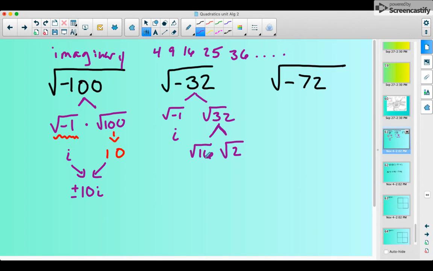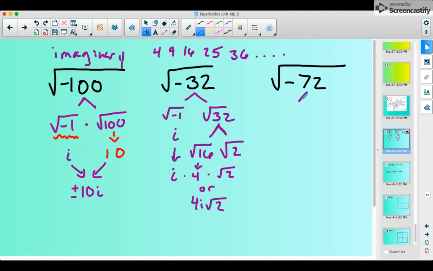But what's the square root of 16? If you said 4, you'd be exactly right. So we're going to bring that down, 4. So we have i times 4 times the square root of 2. Or if we want to write that nicer, 4i square root of 2. That would be where that complex idea comes from, that has multiple pieces to it.